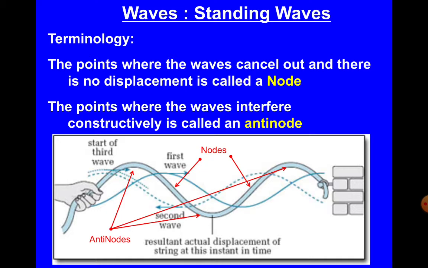Where there is no displacement, that's what we call the nodes. This is a node and this is a node. So at these points there is no movement of the particle on the string. Then we have the antinodes. They are here and they get maximum displacement. Okay, antinode, maximum displacement.